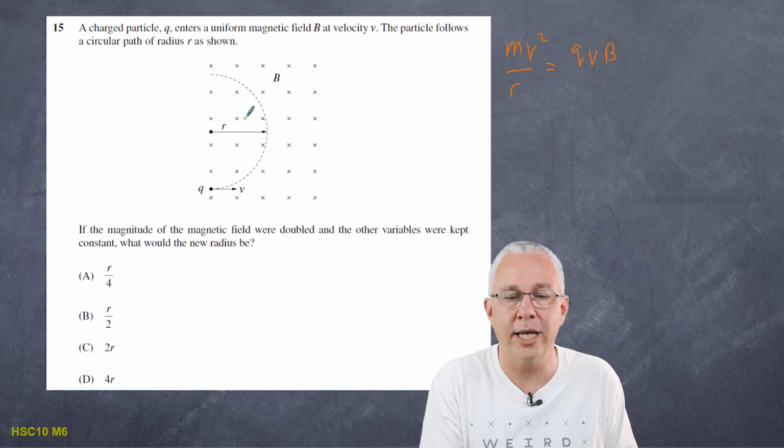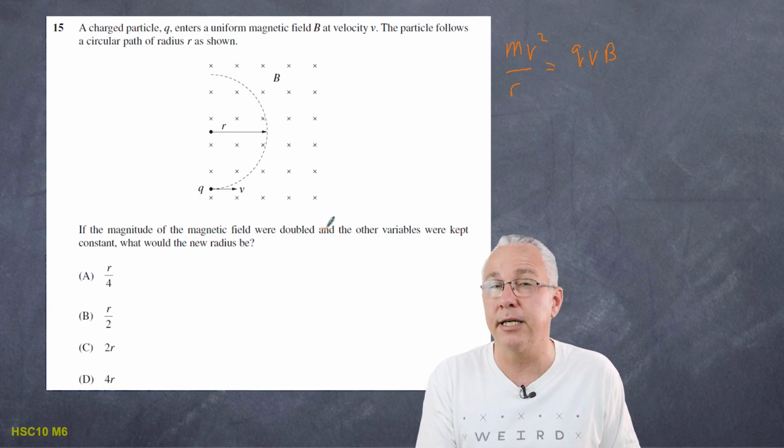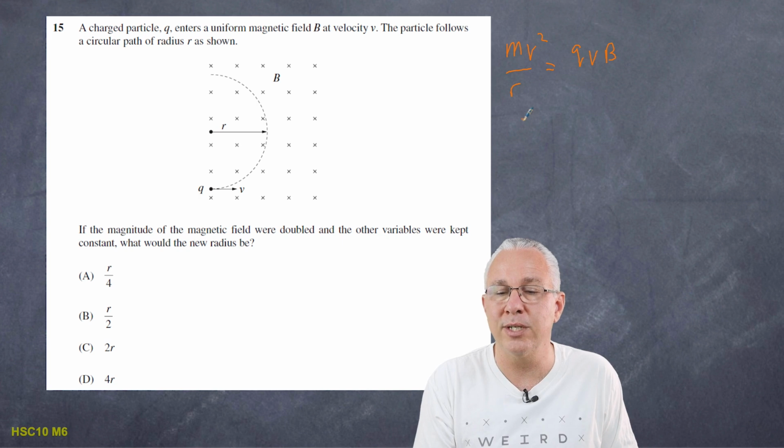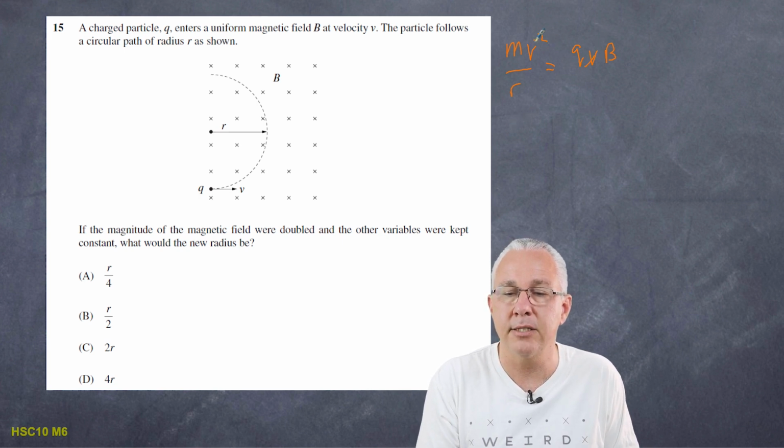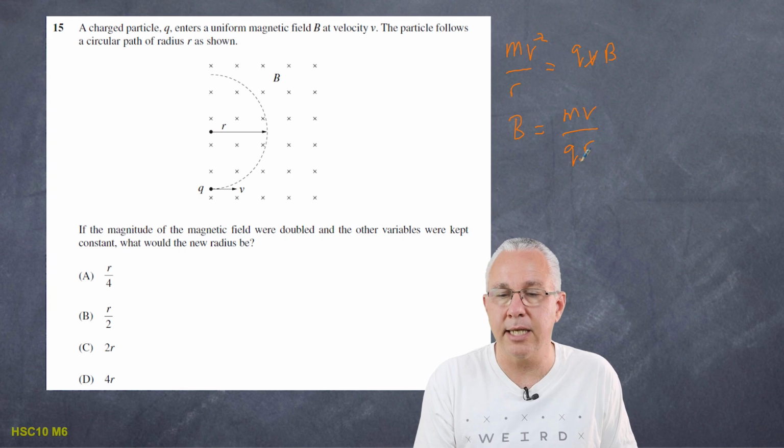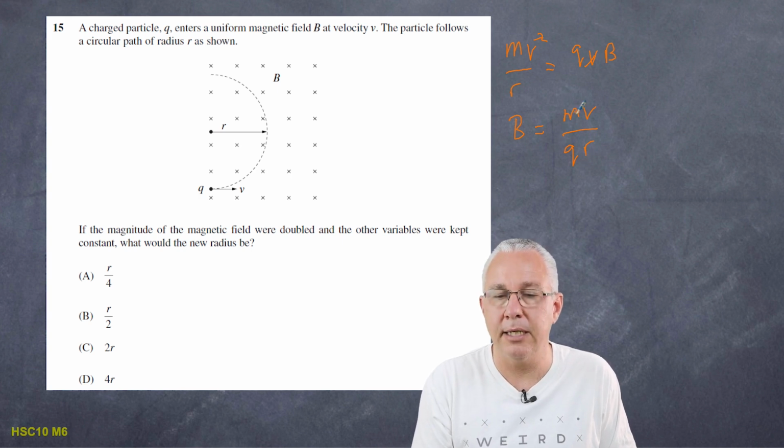Now we're going to look at changing our magnetic field and see how that affects the radius. So we're going to rearrange that formula. Our v's cancel out, and therefore our B, our magnetic field, will simply be equal to mv over Qr. Now we're told everything else is kept the same. So m is kept the same, v is kept the same, Q is kept the same. All we're doing is changing the magnetic field.